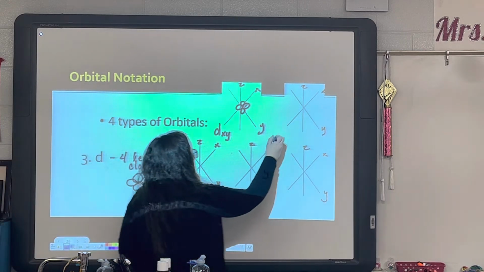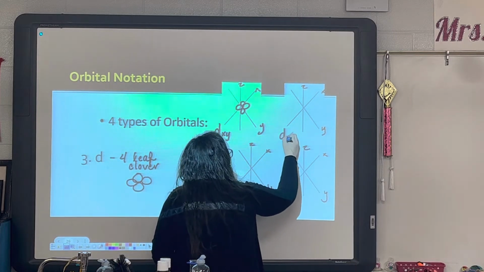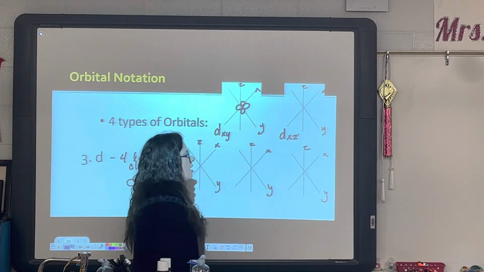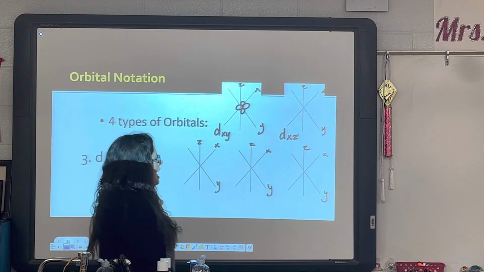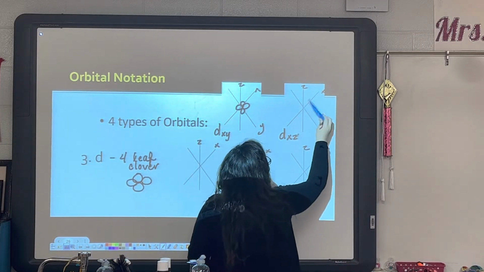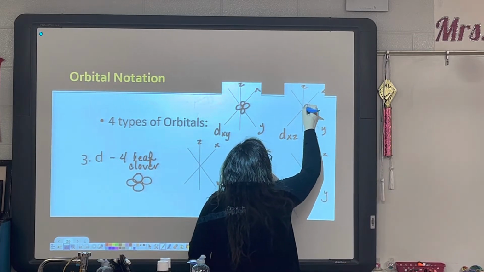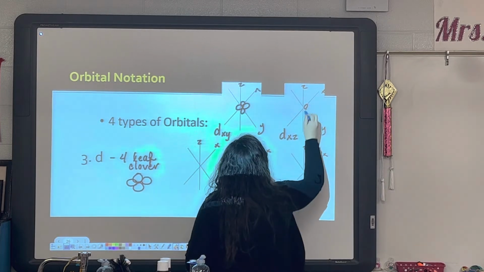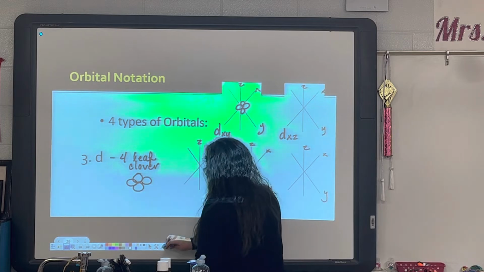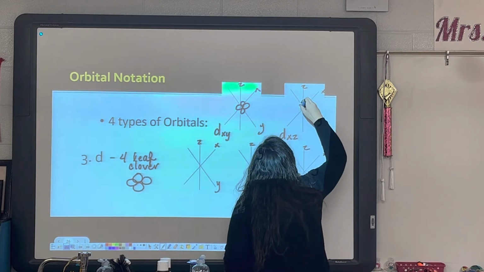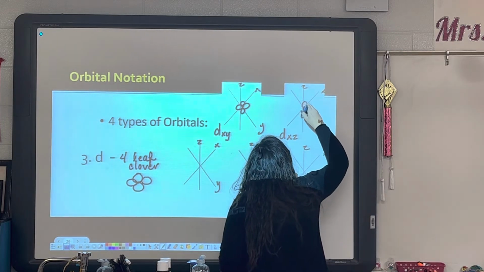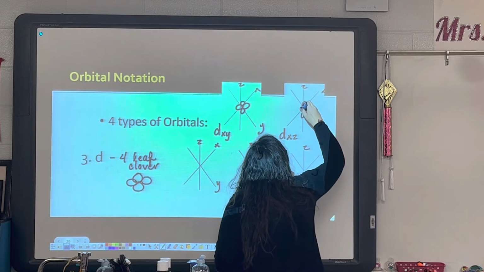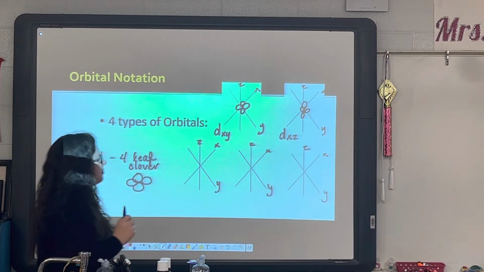Next, I have my dxz. So this time it's going between my x and z. So here's my x and z. So I would have one here. Well, it's really hard to do when my pen is so far off. But so one here, one here, one here, one there. Kind of like that.